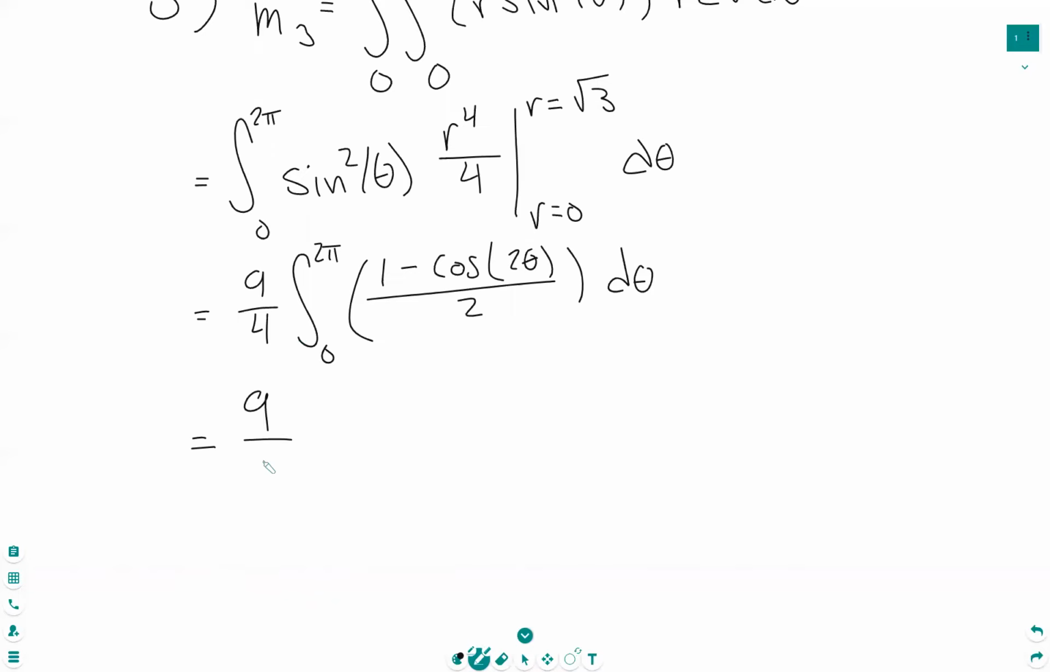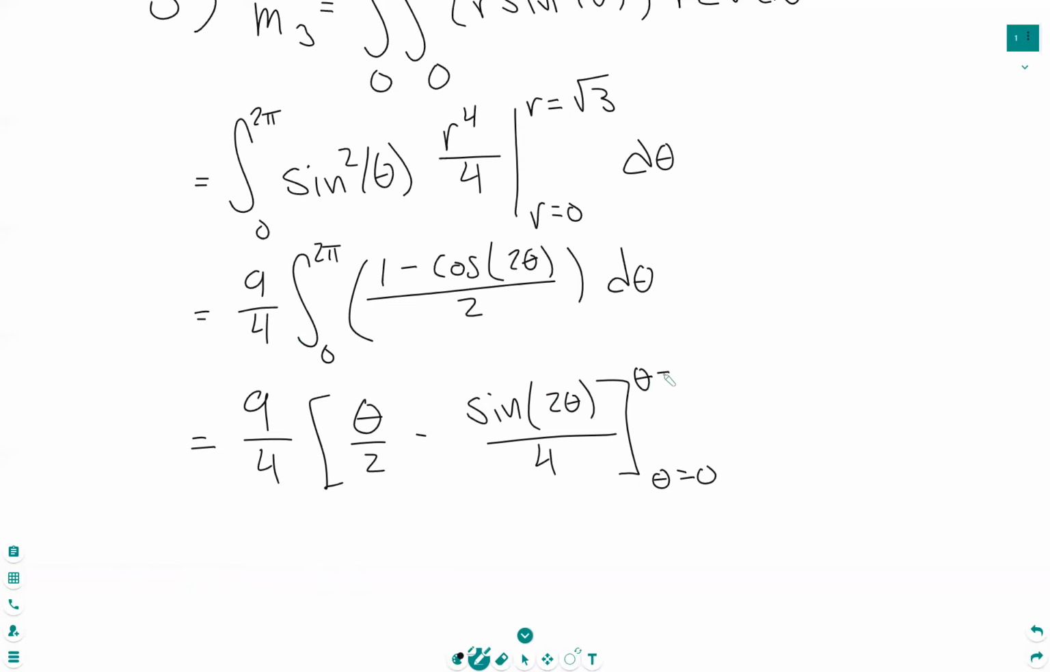So we get 9/4, then theta over 2 minus sine of 2 theta over 4, theta equals 0 to theta equals 2 pi. This just ends up giving us 9/4 pi.